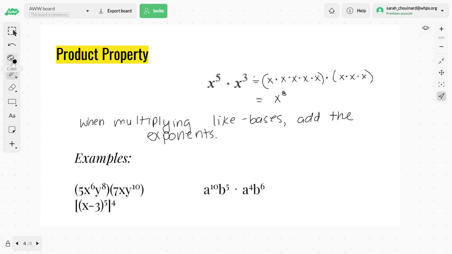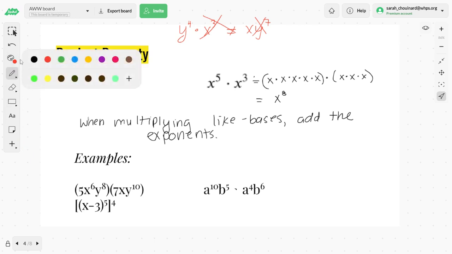So just an example of what not to do. If we have y to the 4th times x to the 3rd, we cannot write this as xy to the 7th because y and x are not like bases. So don't do this. This is only when the bases are the same. So let's look at a couple of examples.